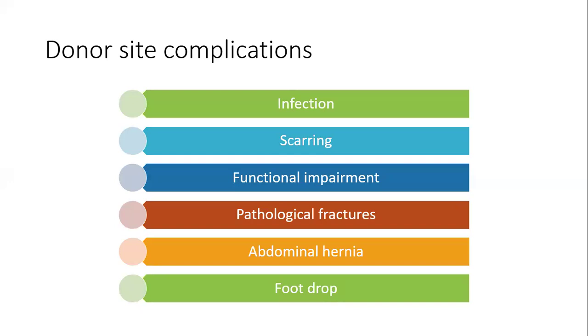Abdominal hernia, why? Sir, in the case of rectus abdominis muscle flaps, myoflaps. How many types of rectus abdominis muscle flaps are there? Have you heard of DIEP? Yes, sir. Okay, what is the difference between rectus abdominis muscle flap and DIEP?